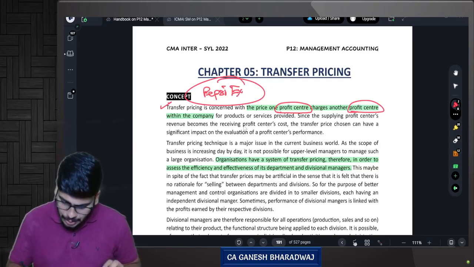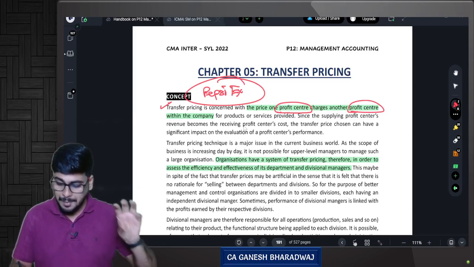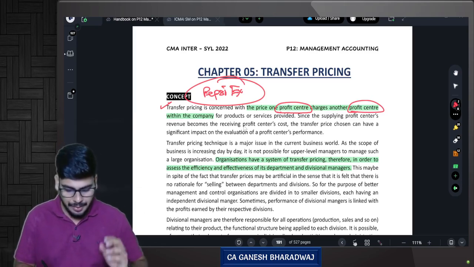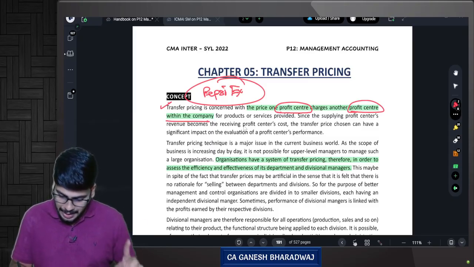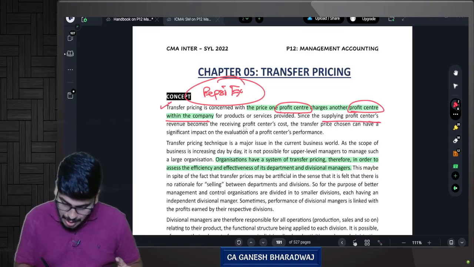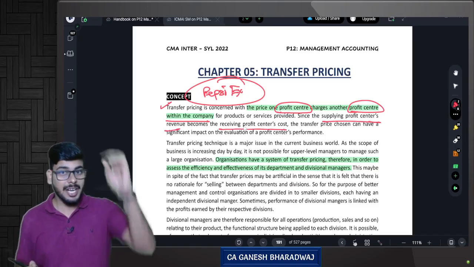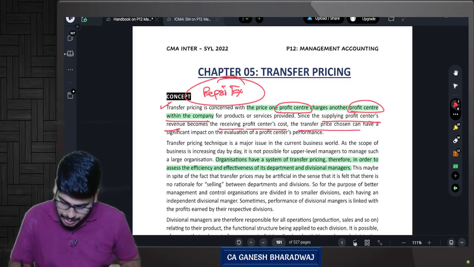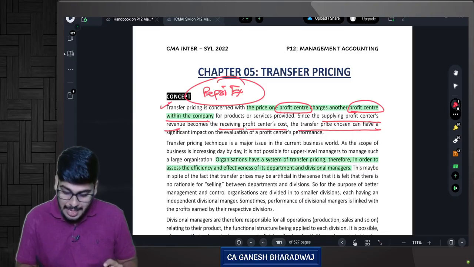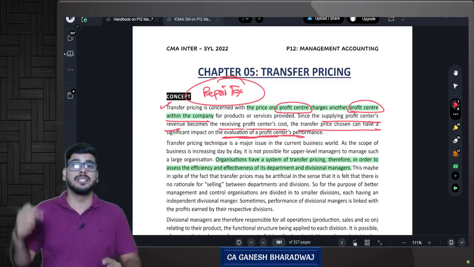Yes. So TP, the transfer price, is concerned with the price one profit center charges another profit center within the company for the products or services provided. Since the supplying profit center's revenue becomes the receiving profit center's cost, correct? Division A's revenue becomes Division B's cost. The transfer price chosen can have a significant impact on evaluation of the profit center's performance.